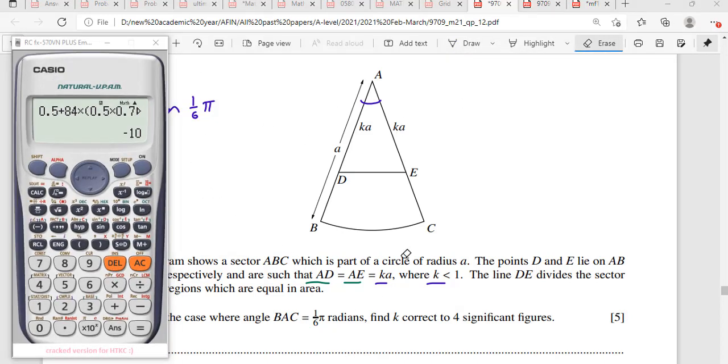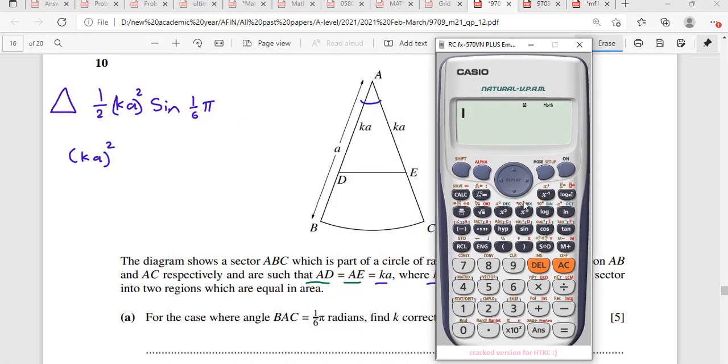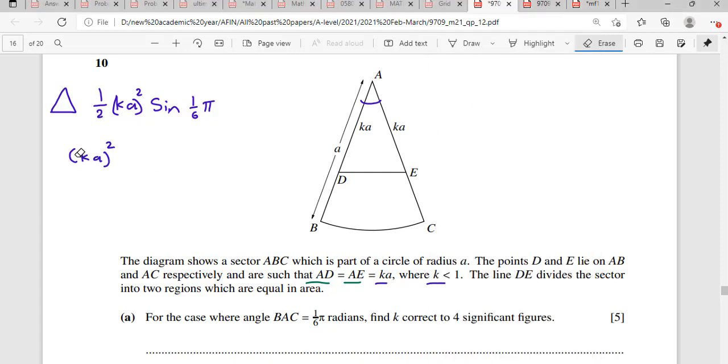sine 1 over 6 pi is going to be a number. Let's work it out. And then we write the area of the sector. It's in radian, yes. Sine 1 over 6 pi is 0.5. So 0.5 is here, or 1 over 2 here. This 1 over 2 is not this 1 over 2. This 1 over 2 came from sine 1 over 6 pi, and this 1 over 2 is cancelled because we multiplied this by 2 to be the area of the sector.